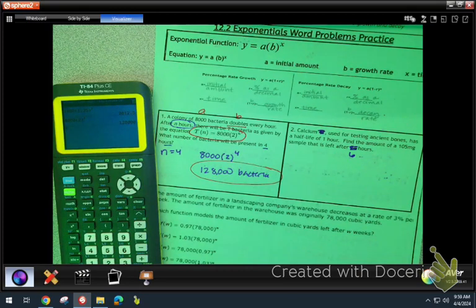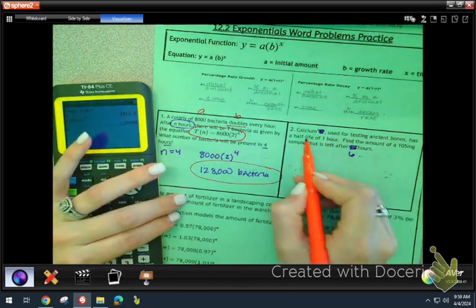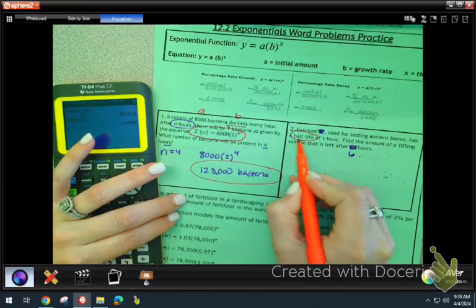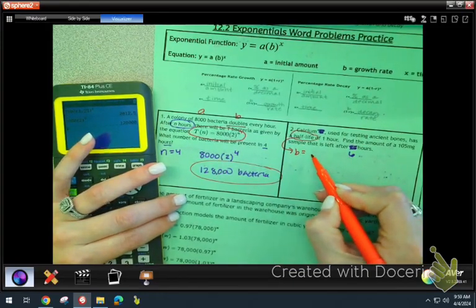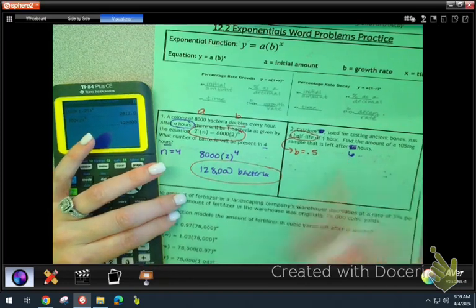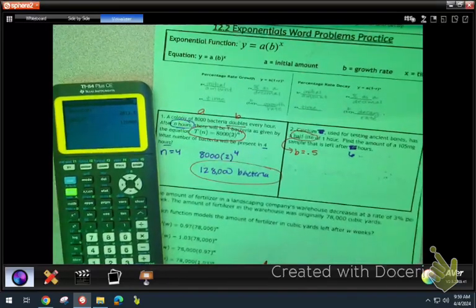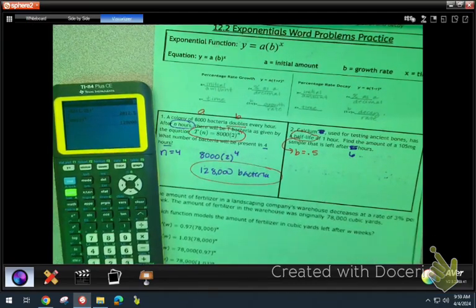So, half-life immediately tells us our b-value. Is there a percent anywhere? No, so I don't have to worry about that. But my b-value means I'm being cut in half. So what is my b-value going to be? 0.5. If you ever see half-life, that means you're decaying. Your b-value is 0.5, 1/2, all the same thing. Every 1 hour, it's being cut in half.